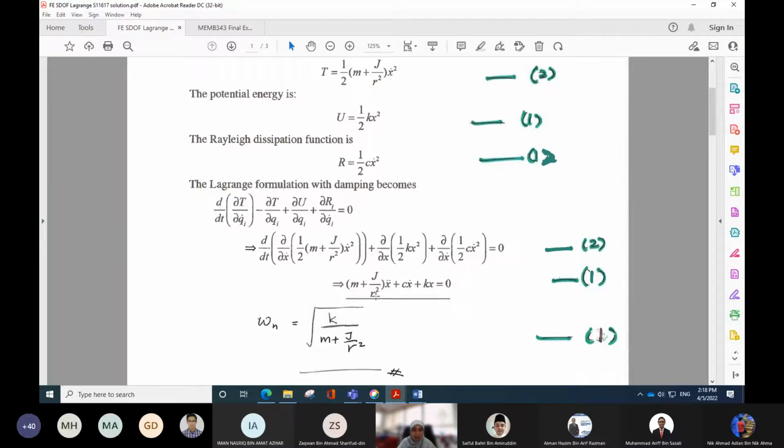Then in this question, they ask you to find the omega n. Omega n is just the square root of k over the equivalent mass, which is this part here. So you get the answer. Any question? This is fairly easy, yeah? Any question?